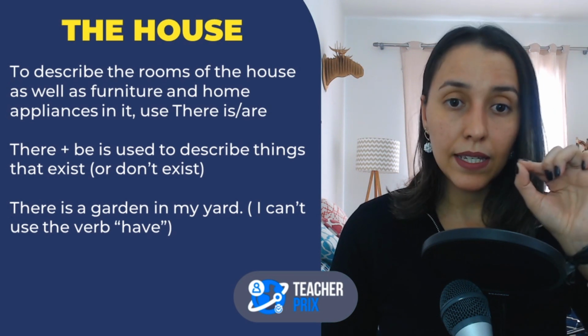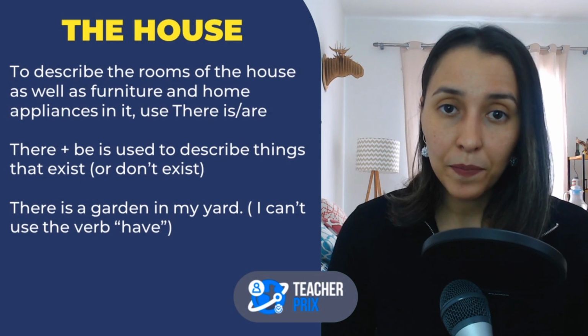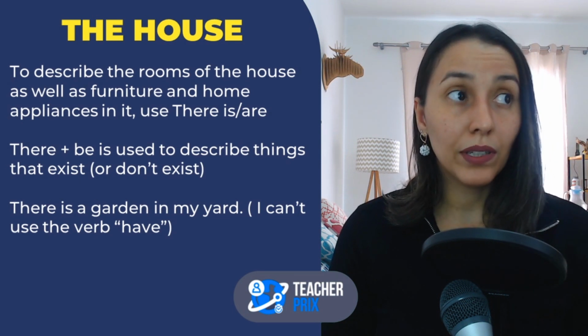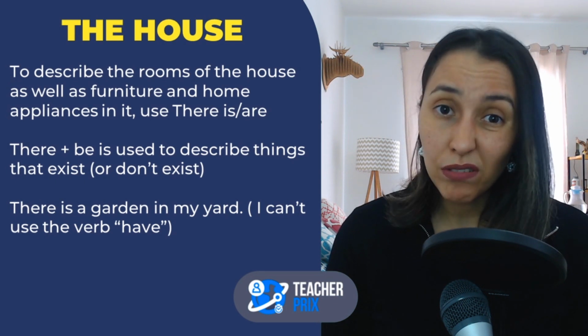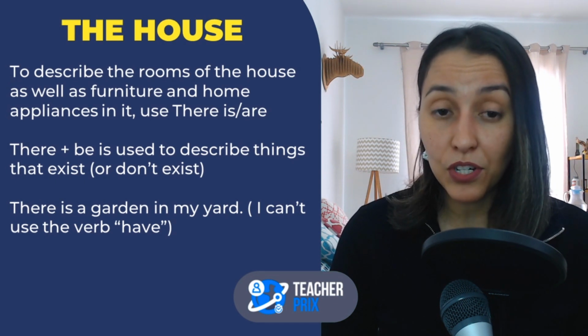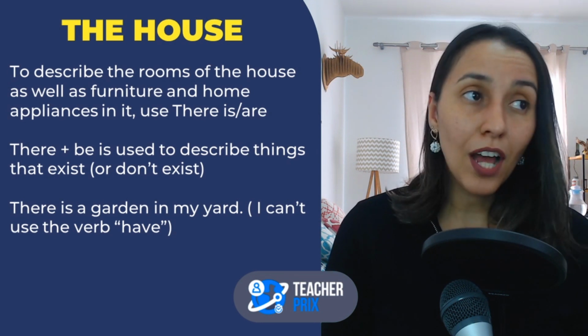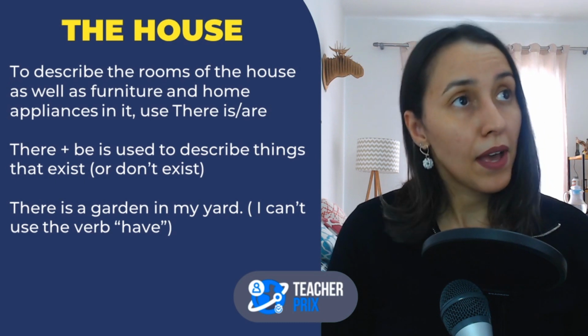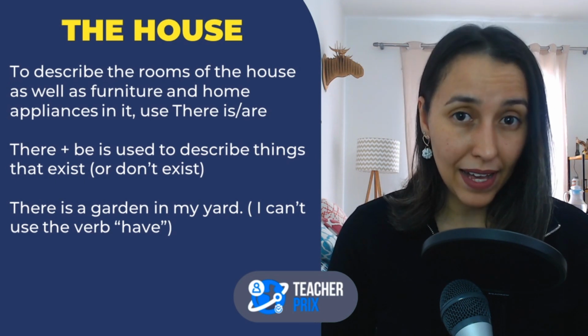There plus be is used to describe things that exist, okay? So for example, in my apartment, there is a very large couch. It is true, my couch is very large. So there is a very large couch in my living room. I cannot say in my house has a couch, okay? That would be wrong. I cannot use the verb have.